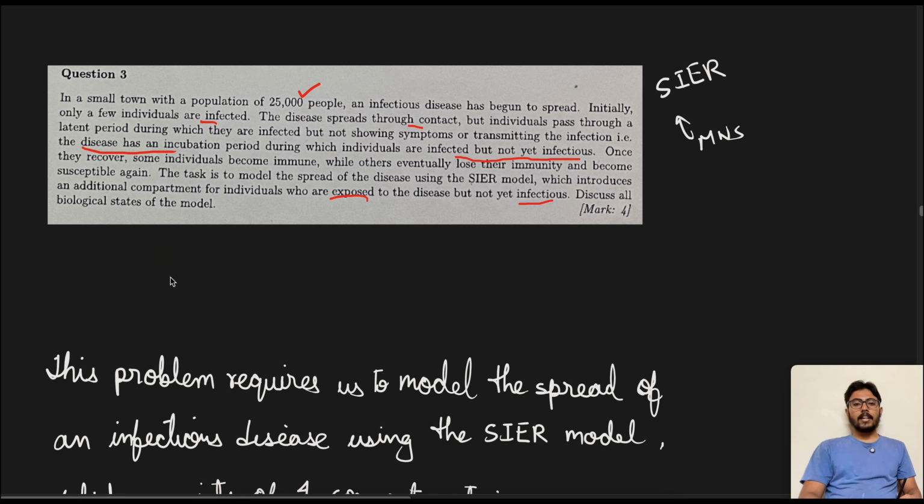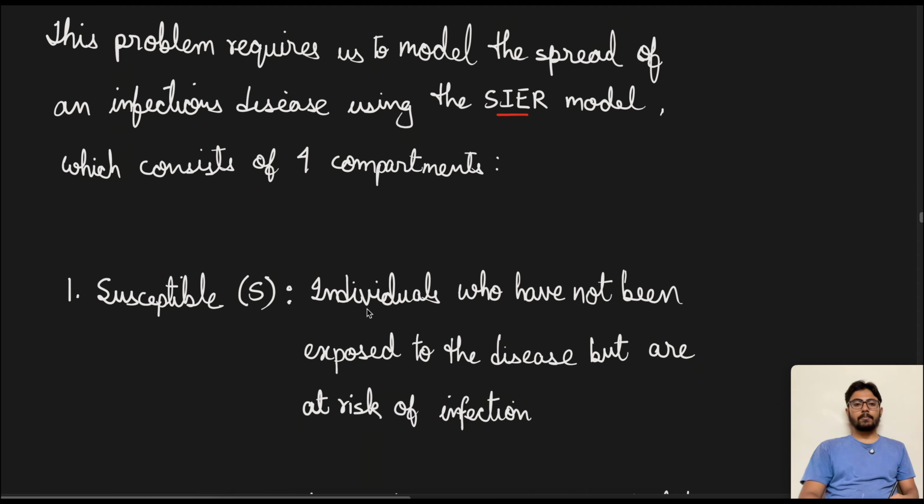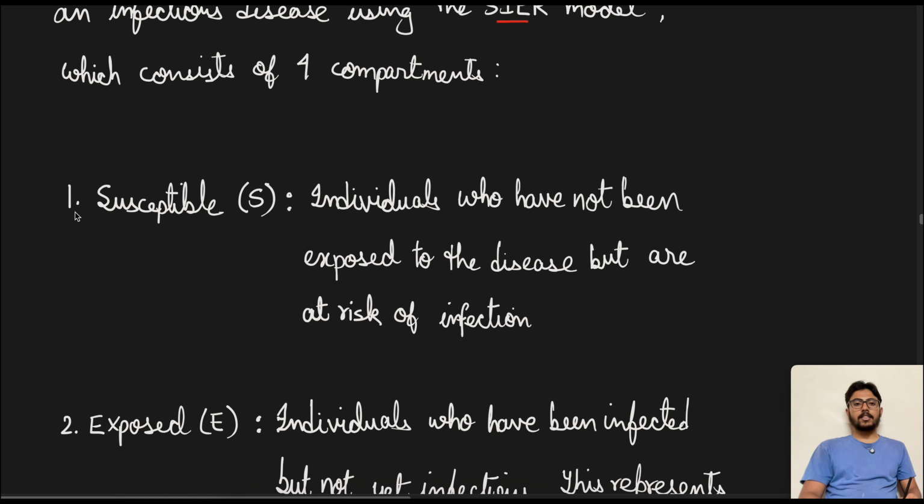So the later part of the problem is going to be more theoretical, but let's begin step by step. The first thing is, this problem requires us to model the spread of an infectious disease as stated in the SEIR model. Now we'll understand the components of this SEIR model one after the other. It consists of four major compartments. The first one being susceptible.